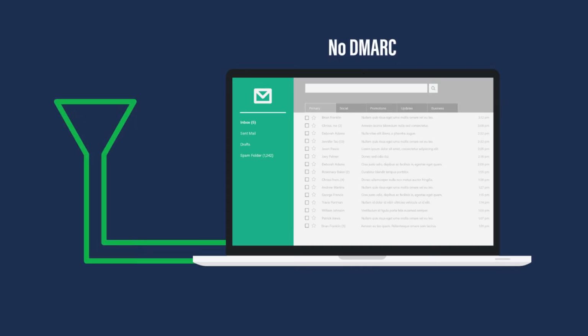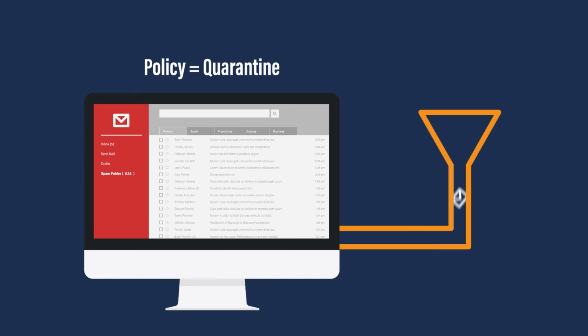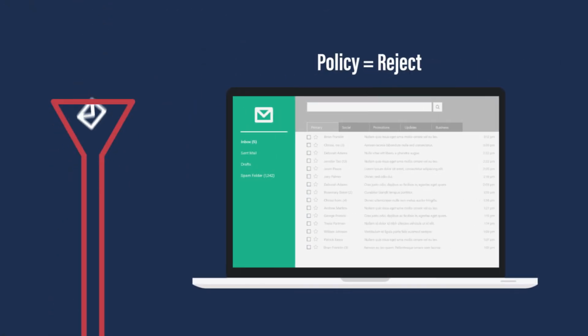If the server detects no DMARC policy, or if the policy is set to none, the message is generally delivered to the intended recipient's inbox. If the policy is set to quarantine and authentication checks fail, the message is routed to spam. If the policy is set to reject and authentication checks fail, the message will be blocked and will not be delivered at all.